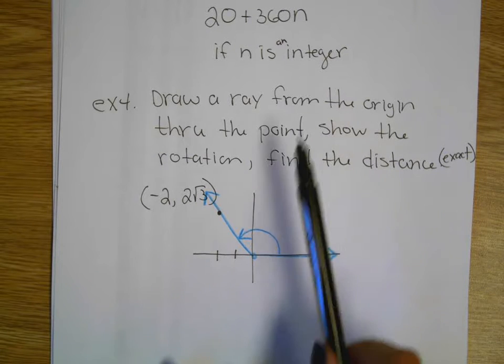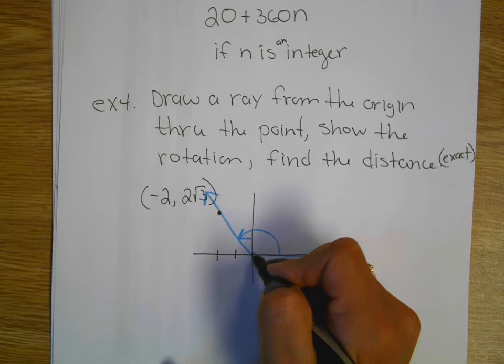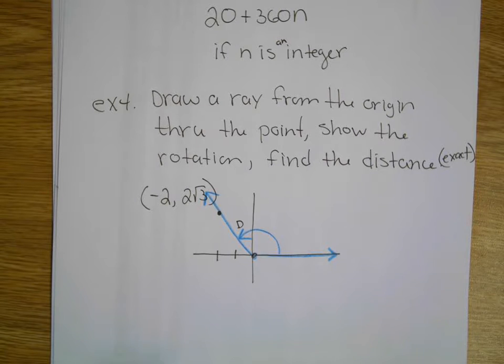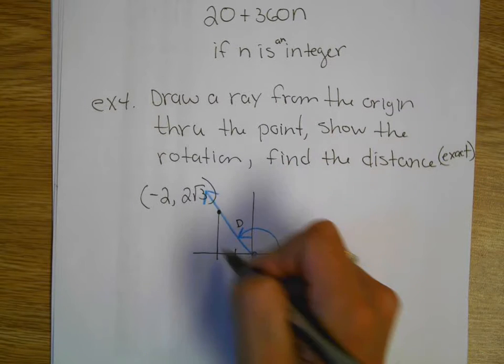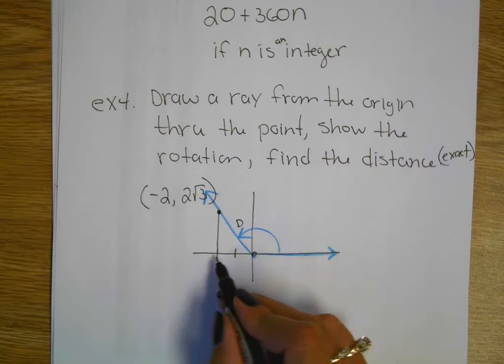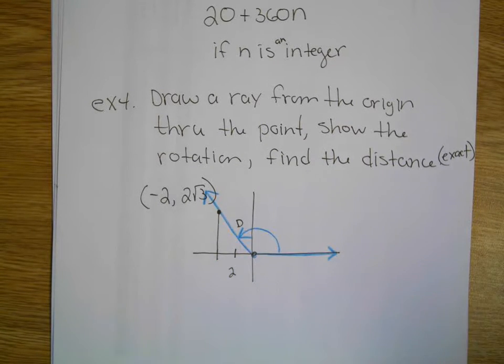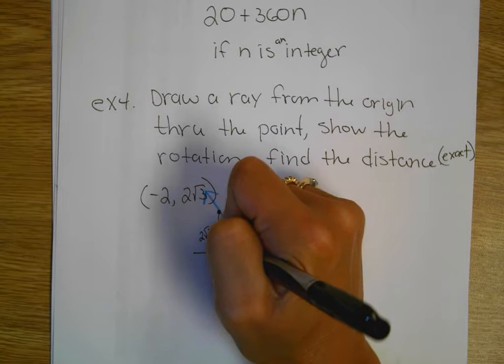So I did the sketch, showed the rotation. Now it's asking me to find the distance from that point back to the origin. So you can go ahead, because the origin's 0, 0, you can do distance formula, which is fine. Or I like to see this as a little right triangle in Pythagorean theorem. Because I know this side is 2. I don't care that it's negative, because the distance is going to come out positive. This side is 2 square root of 3.